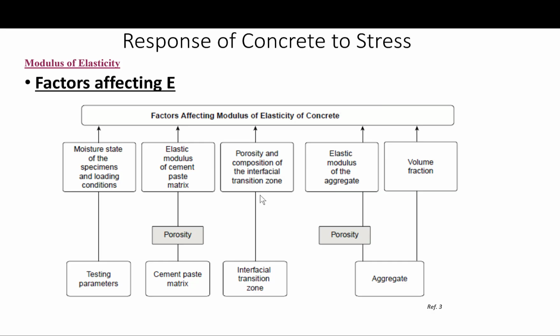And also, just as a side note, we saw how we can improve the properties of this zone, like the density, by reducing the porosity of the zone by, for example, using silica fume, if you remember. Okay, so let's look at these factors in detail.